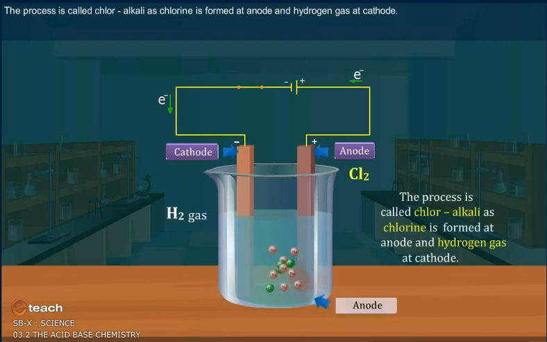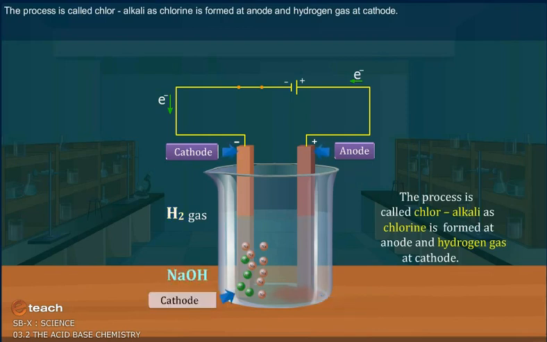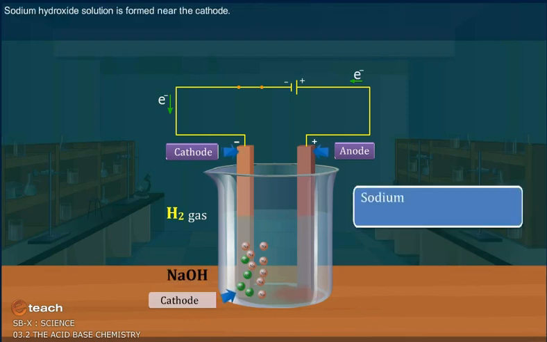The process is called chlor-alkali, as chlorine is formed at the anode and hydrogen gas at the cathode. Sodium hydroxide solution is formed near the cathode.